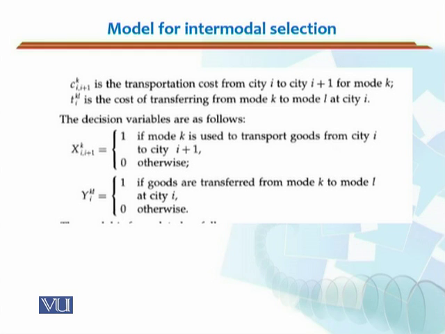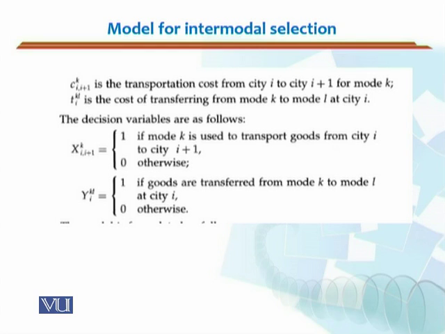And the decision variables would be the assignment decisions. That is, xi,i+1,k would be either 1 or 0. It would be 1 if mode k is used to transport goods from city i to city i plus 1. Otherwise, it's 0. And yikl would be either 1 or 0. It would be 1 if goods are transferred from mode k to mode l at city i. It would be 0 otherwise.